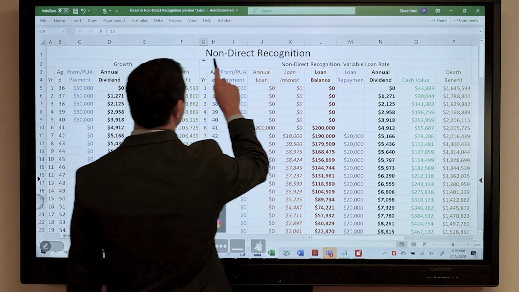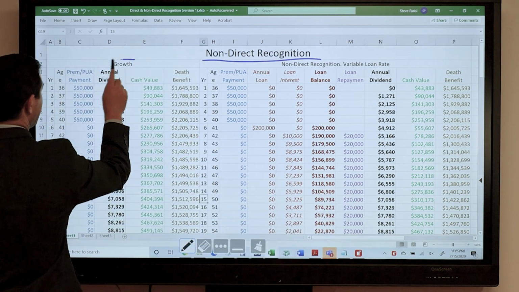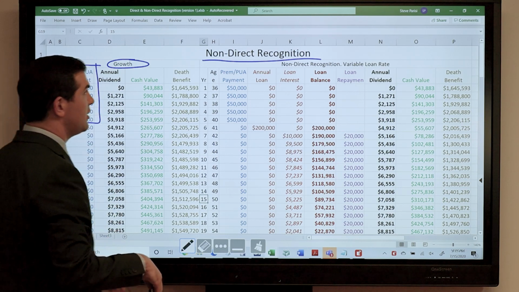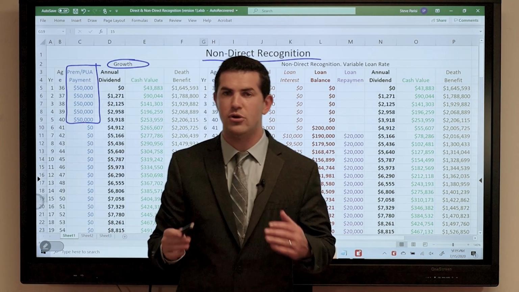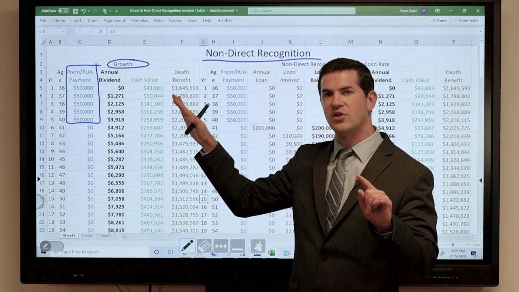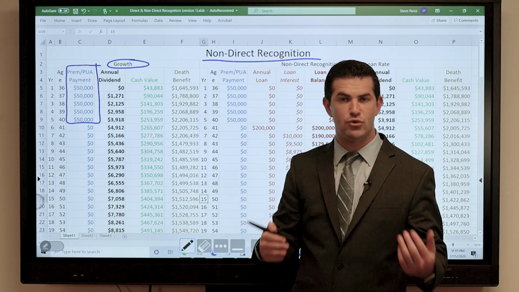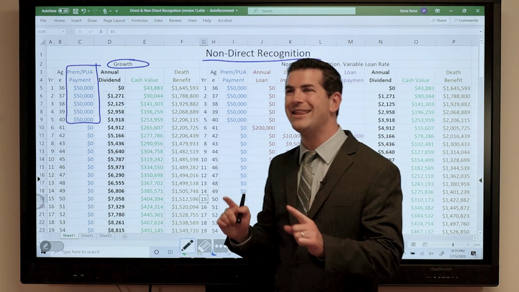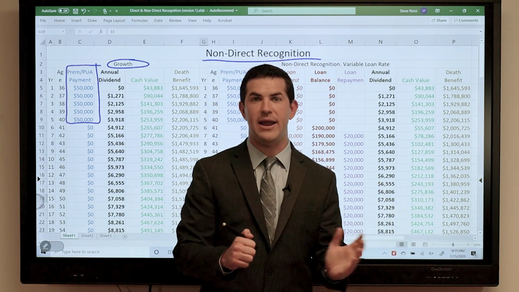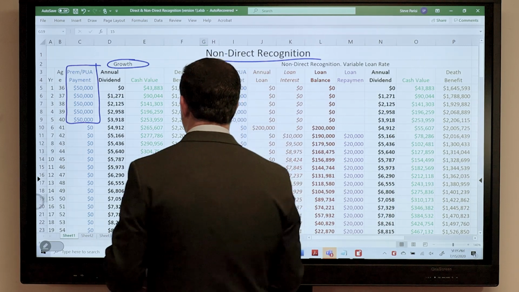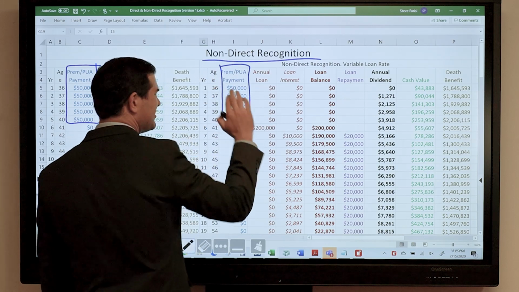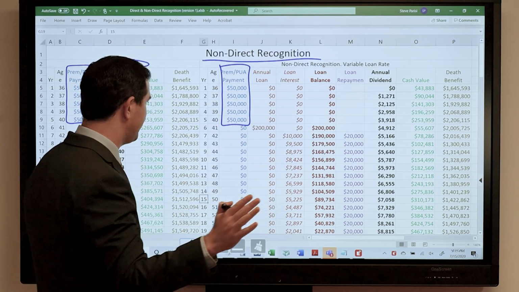So non-direct recognition. Growth example. We've got a payment of $50,000 for 5 years. Anytime we look at a loan scenario, kind of like our overview video, I love to show what it looks like if I just pay money in and let it sit and grow first and foremost. This way I can see what the actual impact is of the policy when I borrow and then repay, or maybe I don't repay. So here, paying in 50 for 5 years, exact same thing over here. This is similar to that overview video we looked at before.